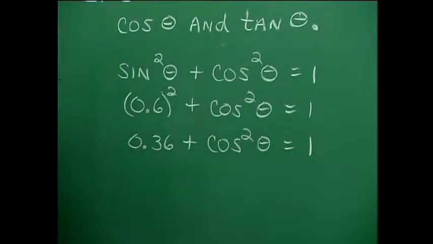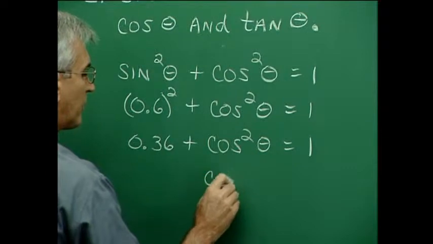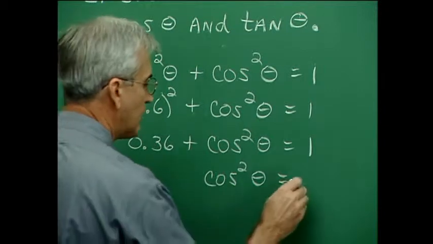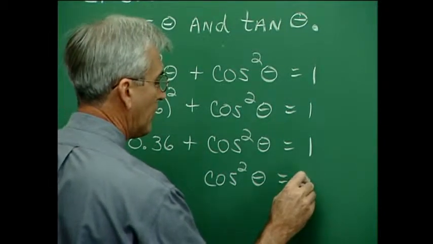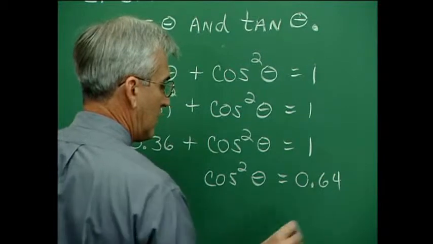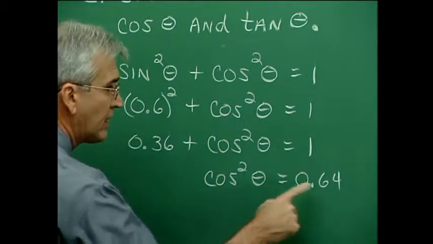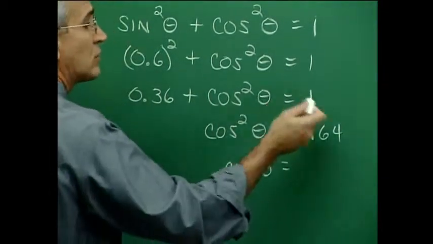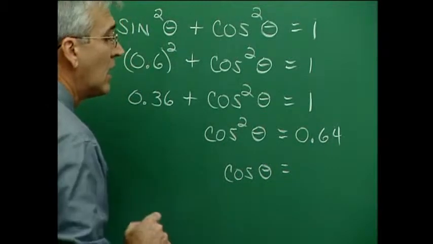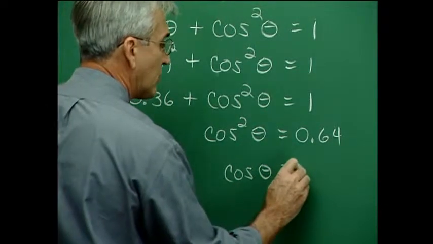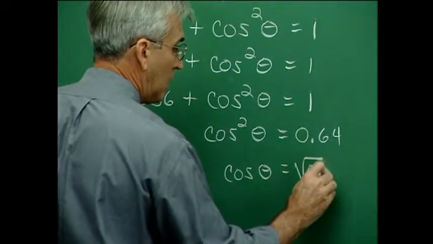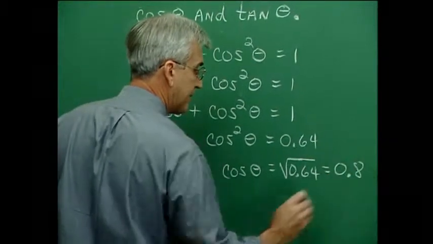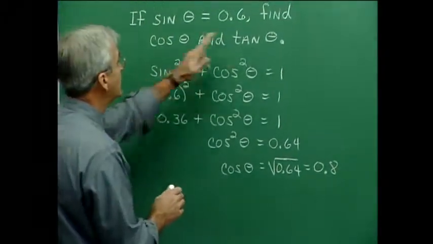Then we subtract 36/100 on both sides. And on the left, we'll be left with cosine squared theta. On the right, we have 1 minus 36/100 turns out to be 64/100. And now if cosine squared theta is equal to this value, cosine theta is equal to plus or minus the square root of that value. We want the positive one of those two. So it's the square root of 64/100 or 0.8.